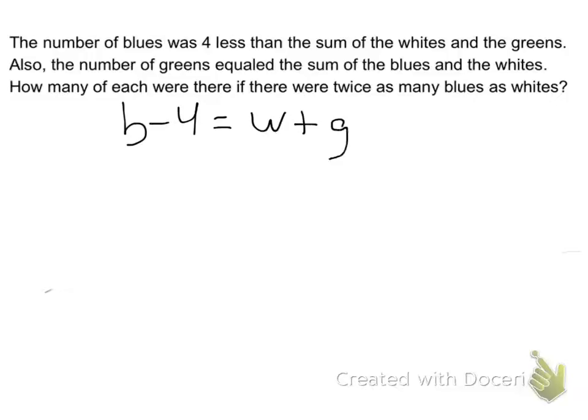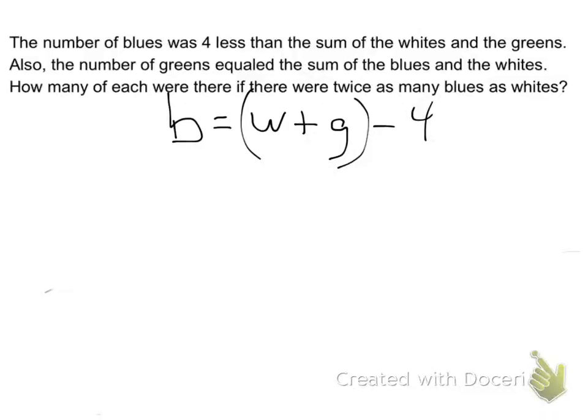W plus G. B for blues, W's for whites, G for greens. This is the classic mistake right here. That's wrong. It should be B equals W plus G minus 4. Yes, John says it right. It should be the sum, which is W plus G, and it's going to be 4 less than that. So the minus 4 actually belongs to the other side.